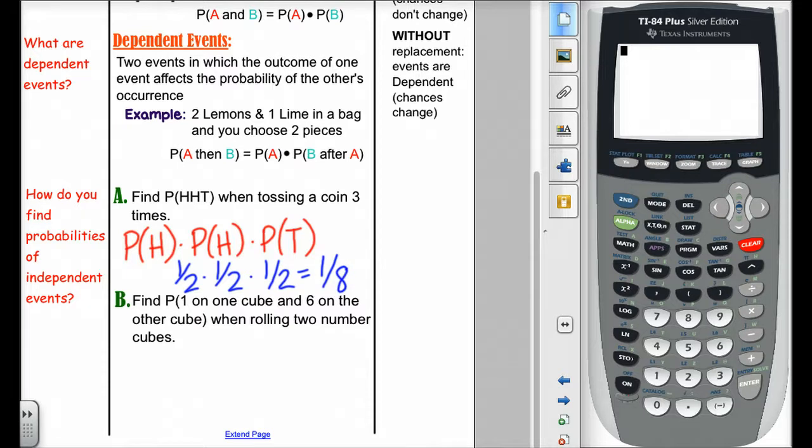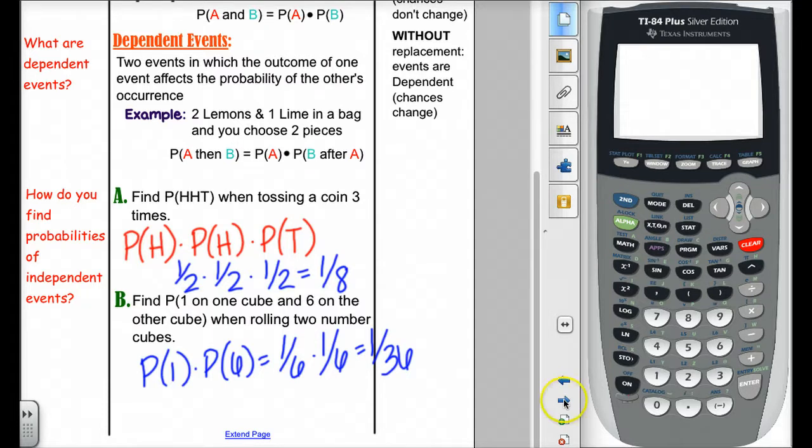Now, at the same time, the probability of rolling a 1 on one cube and a 6 on the other cube, rolling 2 number cubes. So that's the probability of rolling a 1 times the probability of rolling a 6. Which is going to be 1 out of 6, because there's 6 possible outcomes, times 1 out of 6, which would be 1 out of 36. Because if you think about it, it would be a permutation, because if we think about having 2 cubes of 2 different colors, a 1 on cube 1 and a 6 on cube 2 is very different from the opposite effect.